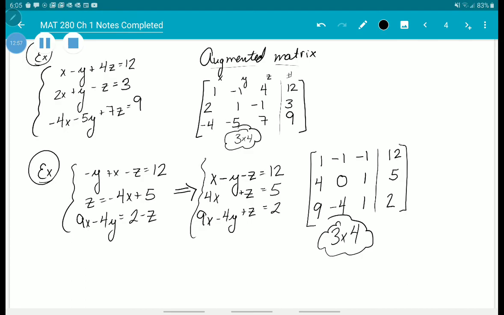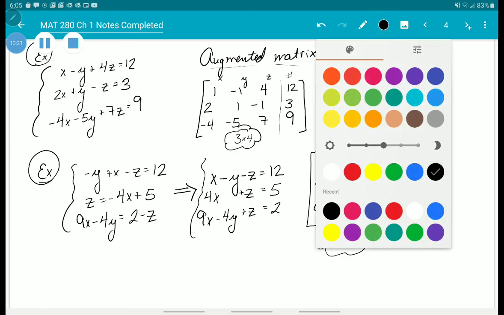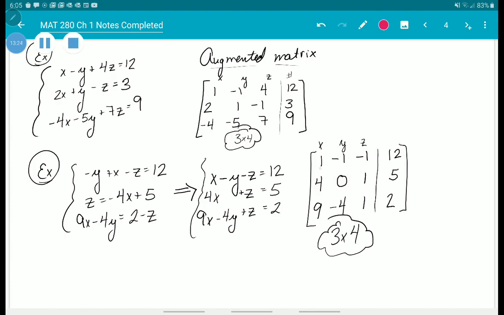Now, if we can take a system of equations and put it into an augmented matrix, we can also take the system out of the matrix. And it works the same way. Remember that the first column represents x coefficients, the second column represents y coefficients, and that third column represents z coefficients. So if we were to take this out of augmented form, this would say x minus y minus z is equal to 12. And that is that first equation.